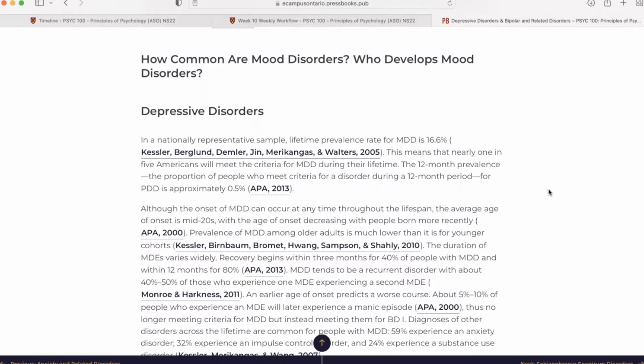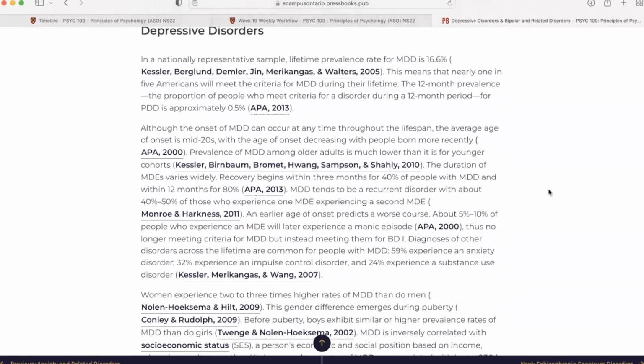The 12-month prevalence, the proportion of people who meet criteria for disorder during a 12-month period, for PDD is approximately 0.5%. Although the onset of MDD can occur at any time throughout the lifespan, the average age of onset is mid-20s, with the age of onset decreasing with people born more recently. Prevalence of MDD among older adults is much lower than it is for younger cohorts.